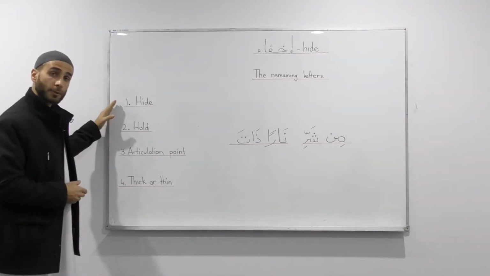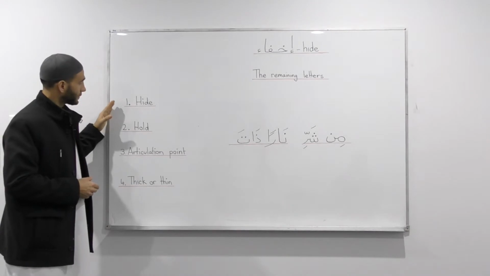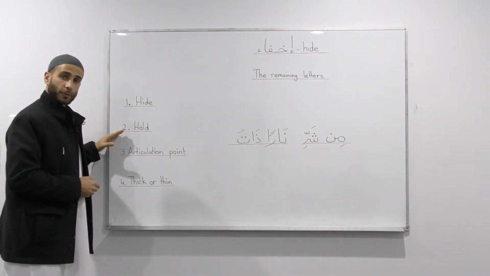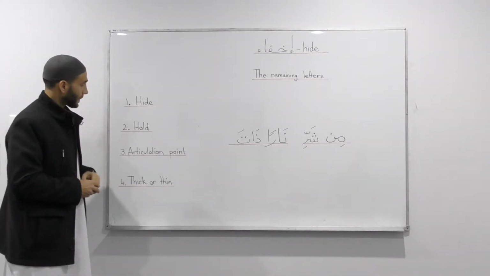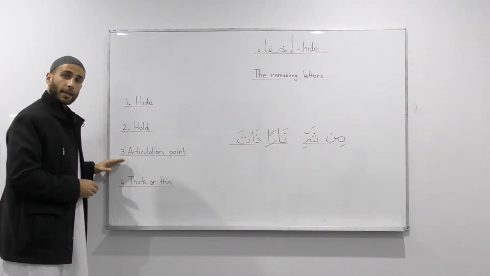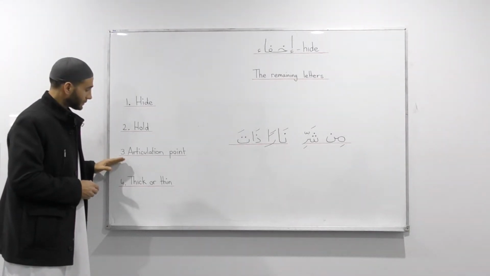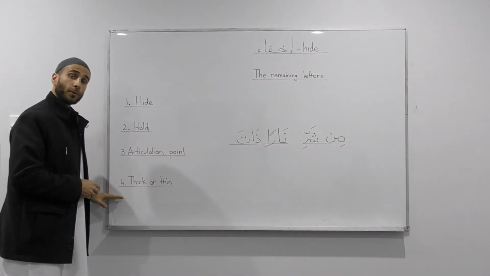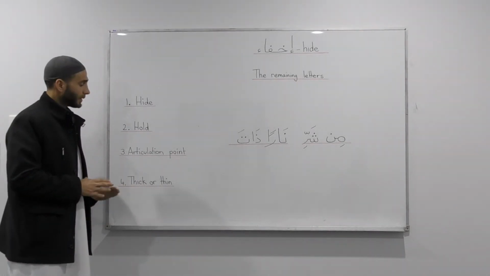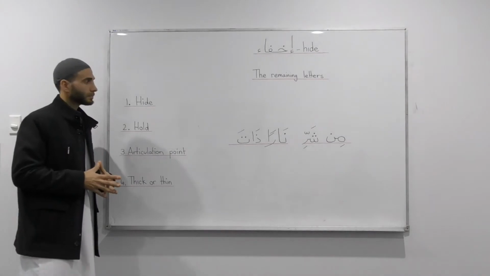The first thing I do is I hide the Noon. I hold for 2 counts with Ghunna. I go to the articulation point of the following letter, and I make the Noon either thick or thin depending on the letter after it.